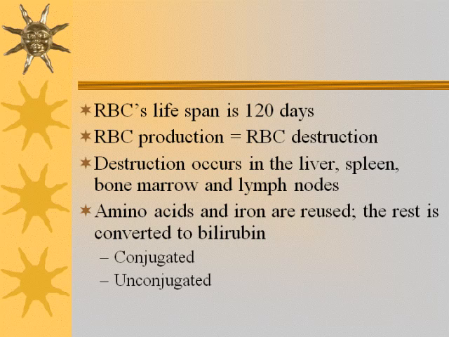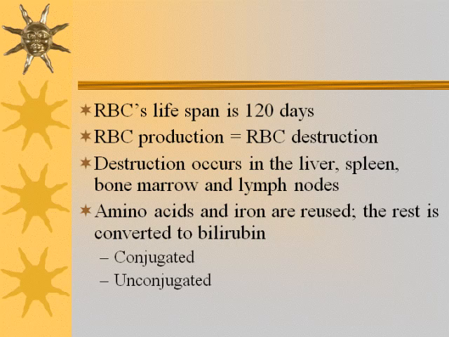A red blood cell's lifespan is about 120 days. You want to maintain homeostasis, so the red blood cell production is supposed to equal the red blood cell destruction. Destruction occurs in the liver, spleen, bone marrow, and lymph nodes. The amino acids and iron from those destroyed red blood cells are reused by the body. The rest of that stuff from the red blood cells is converted to bilirubin.